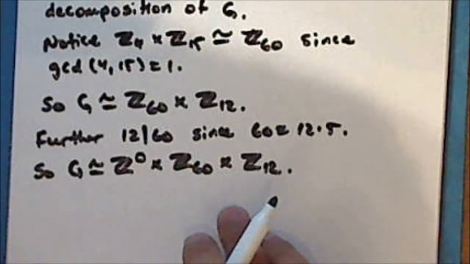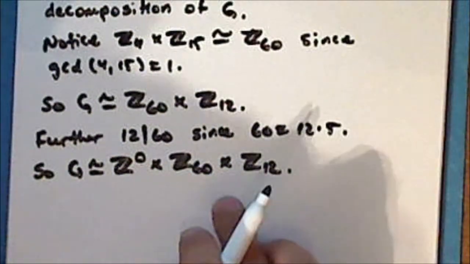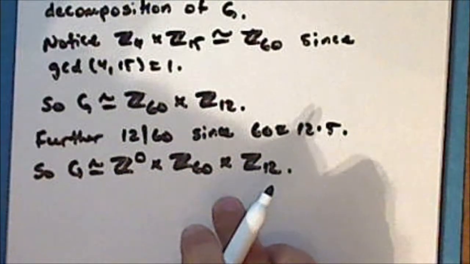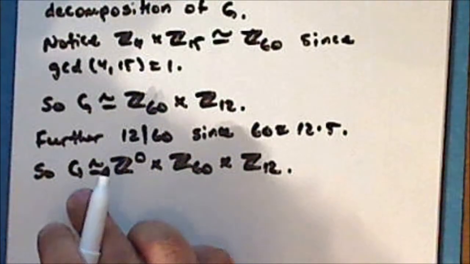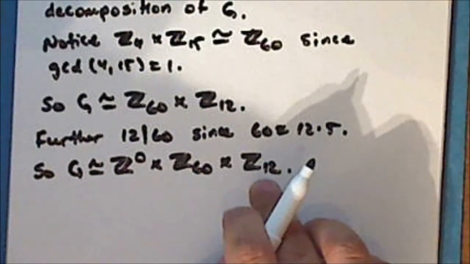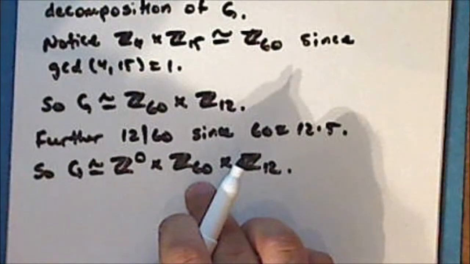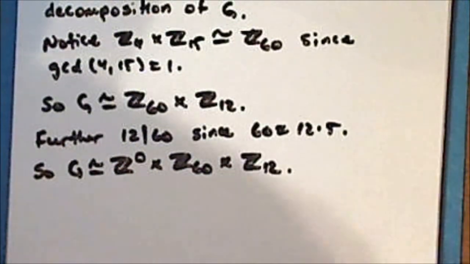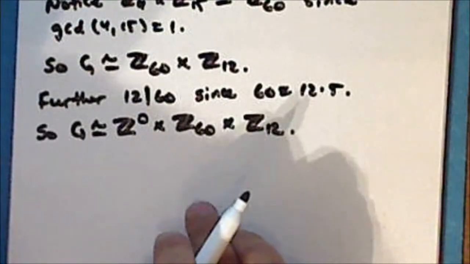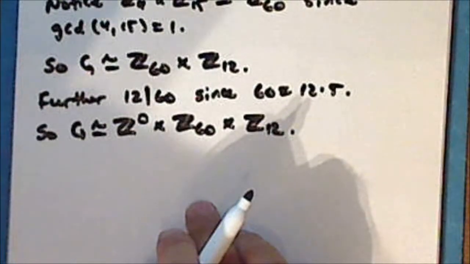And by the fundamental theorem of finitely generated abelian groups, this factorization is unique. That is, there is no other way to factor the group G such that the order of each finite cyclic group divides the order of the finite cyclic group that precedes it. Now, in this lecture, we'll look at an algorithm for determining the invariant factors of a finitely generated abelian group.